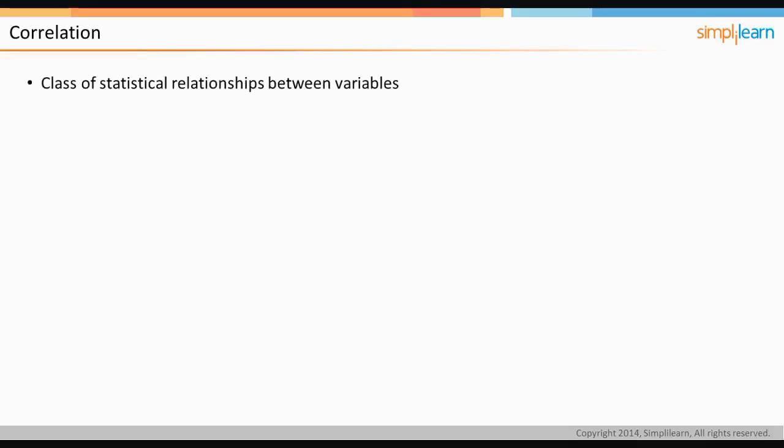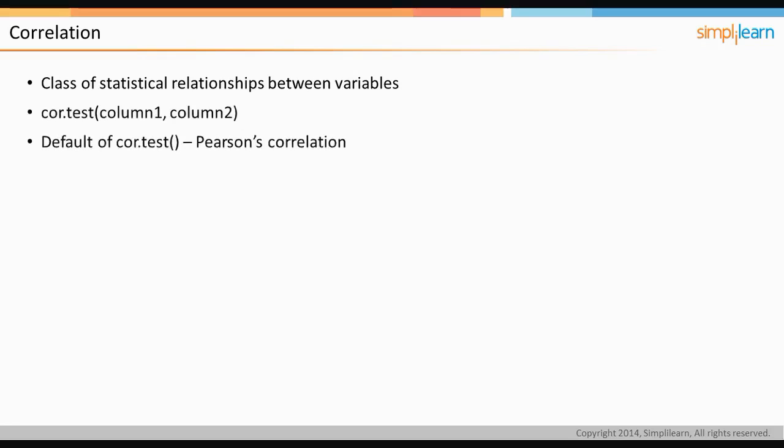Correlation is a class of statistical relationship between 2 variables that forms any form of dependence. For example, is there a correlation between the height of parents and their offspring? In the example given, we try to find if there is a correlation between the sepal length and width of a flower. In R, correlation can be calculated using the cor.test function. By default, the function calculates the Pearson's correlation coefficient.